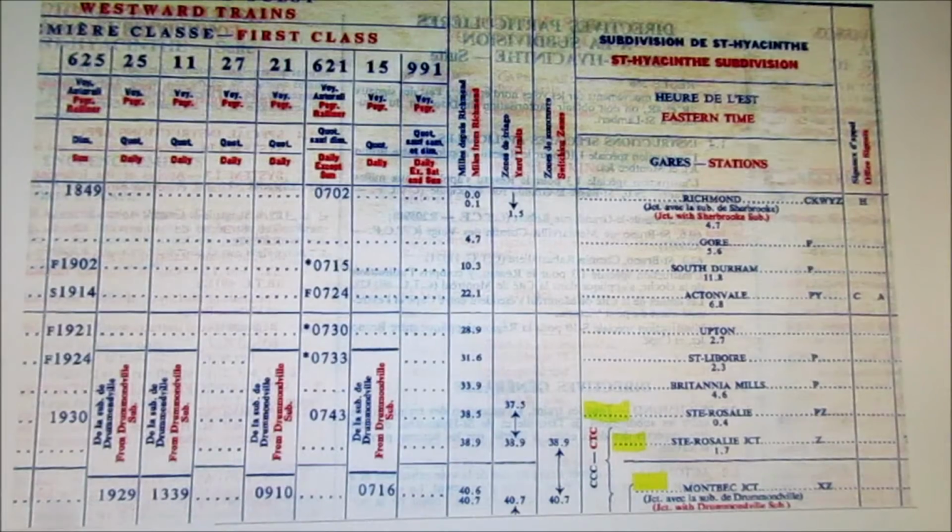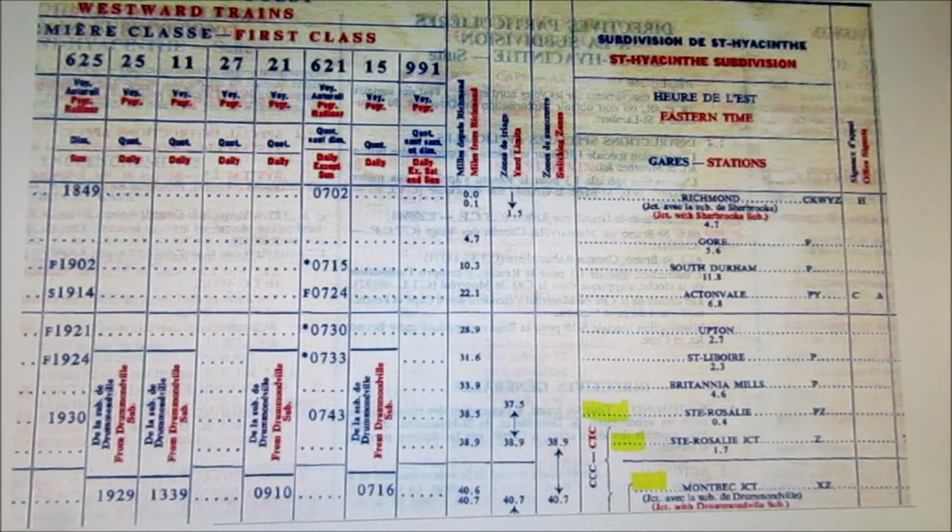So if we look at this in detail from the CN timetable, roughly my era, what we can see here is the westward train. It's in French and in English as well. The Saint-Hyacinthe subdivision is what's represented again on the layout: Sainte-Rosalie, Sainte-Rosalie Junction, Montbec with information. So we've got Saint-Hyacinthe and also Bridge Street, which is somewhat the location of Victoria Bridge.